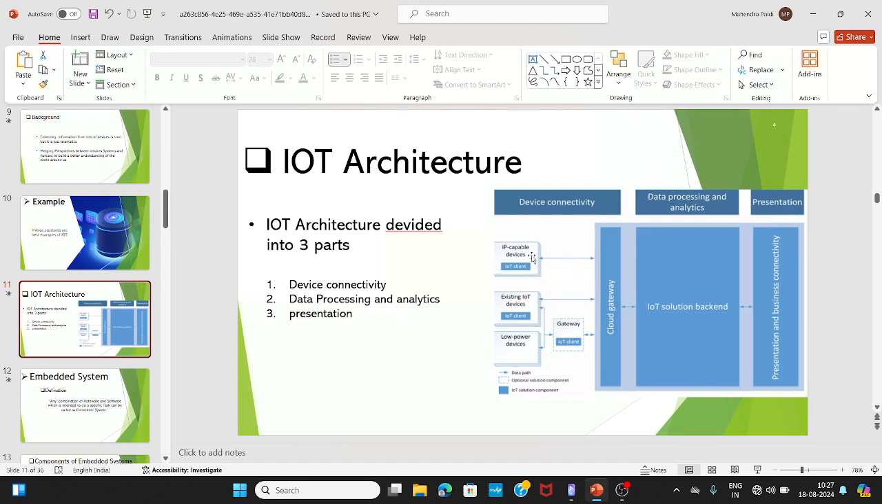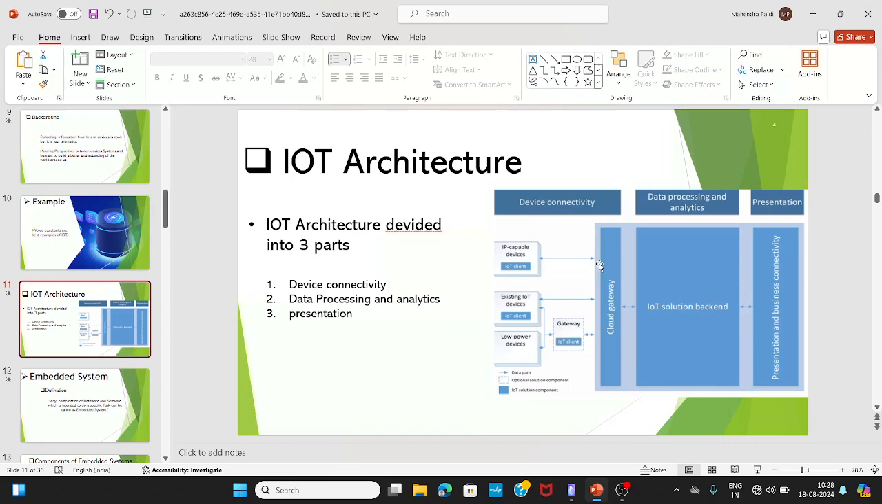Here, the devices are embedded devices. Some are capable of connecting with the internet. Some are capable of connecting with the cloud, but some are not. For those devices, we are using an Ethernet shield for connecting with the cloud.